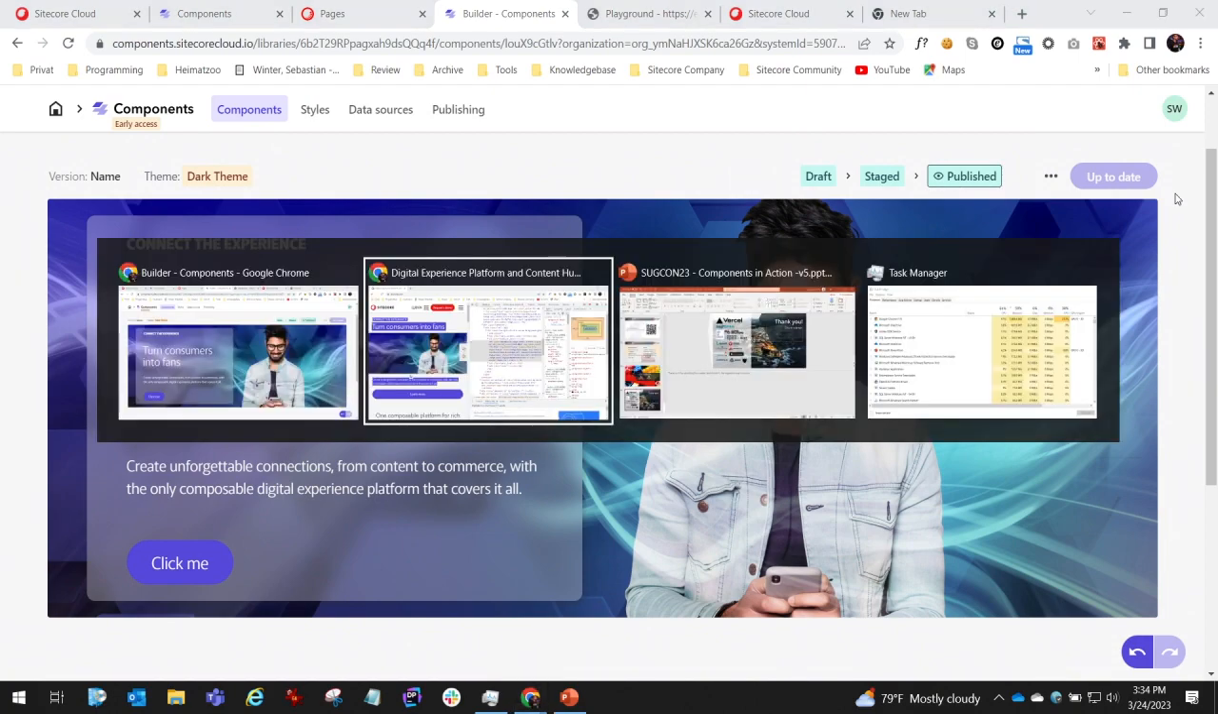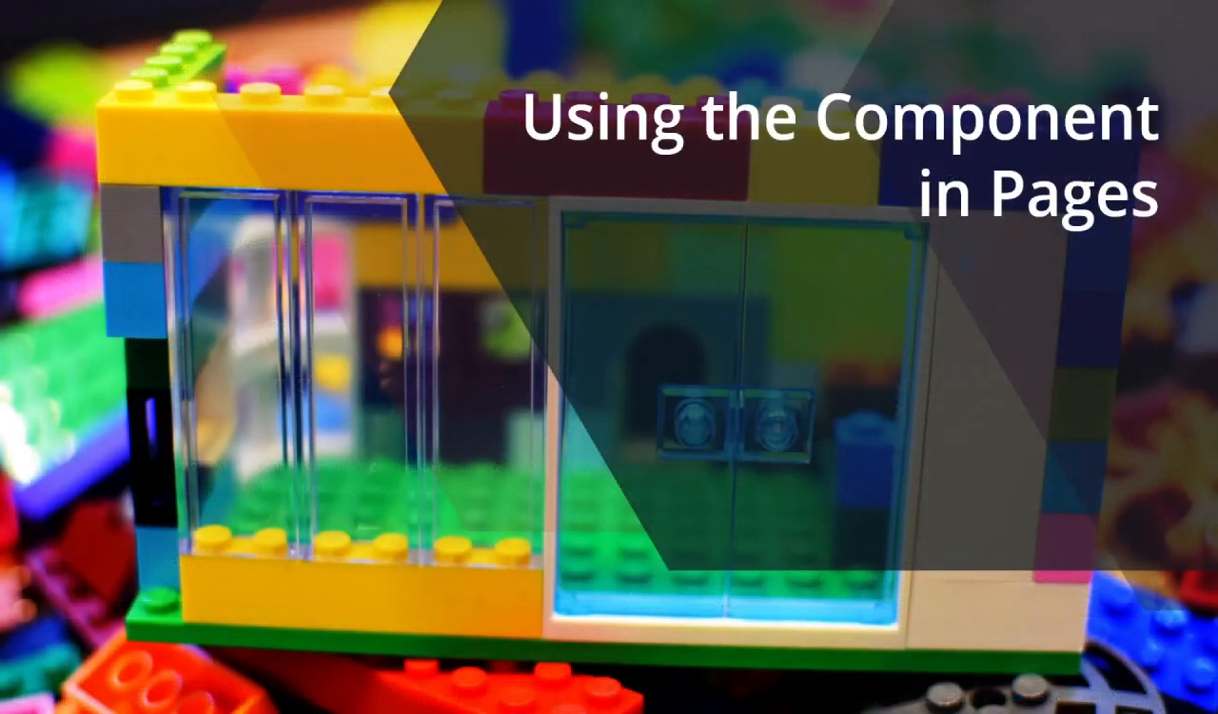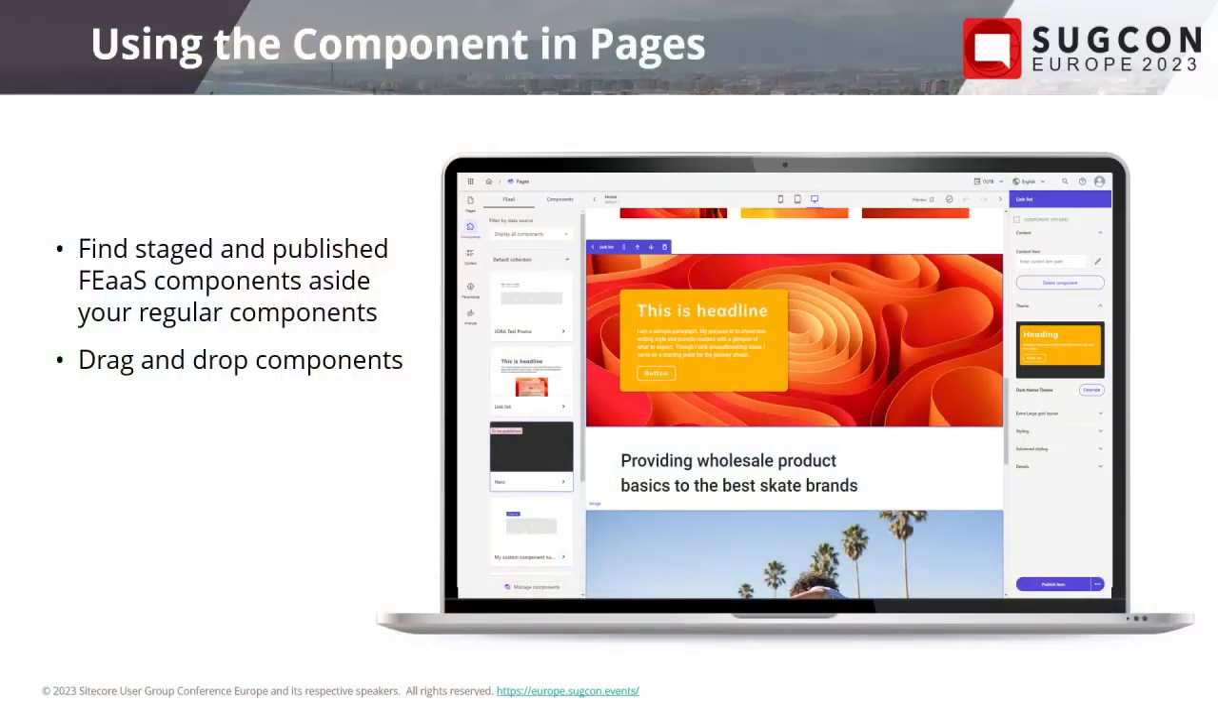Right. Let's go back to the slides. And let's use our new component in Pages. So the Pages editor has a native integration with Sitecore Components. Our components appear directly next to the components we used to use in Pages, so the ones we build with SXA or just natively build with XM Cloud.